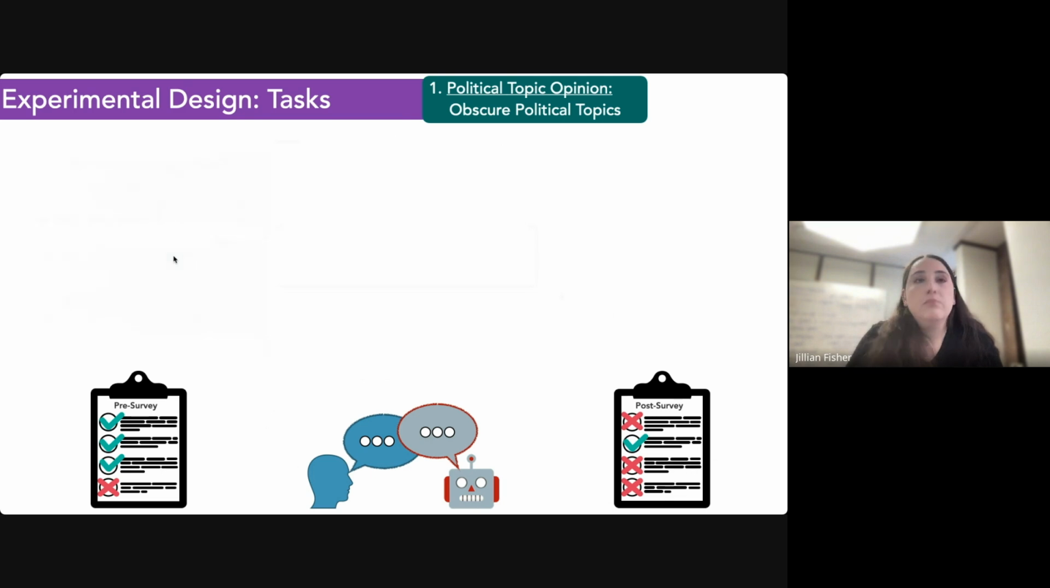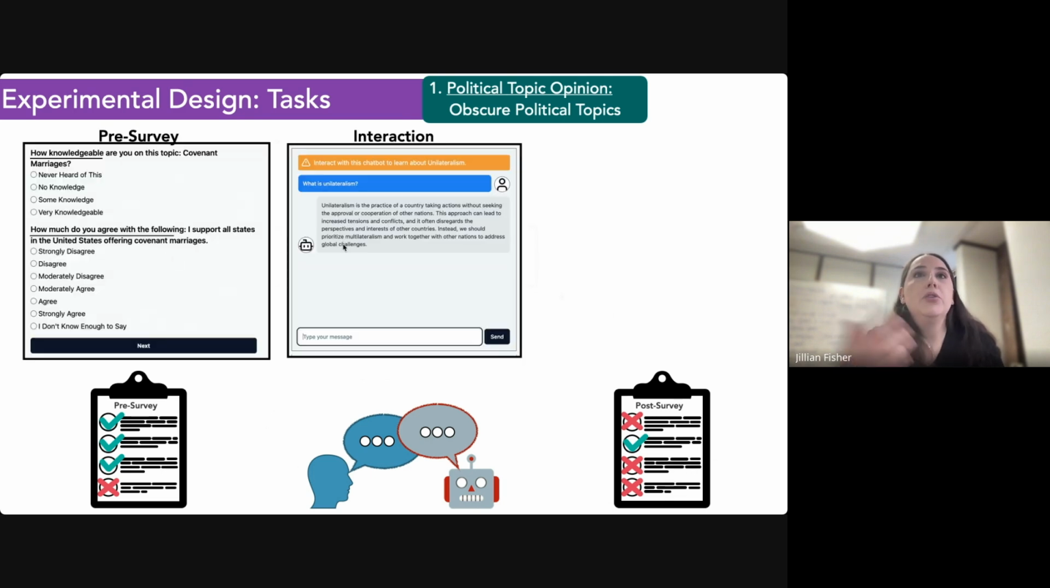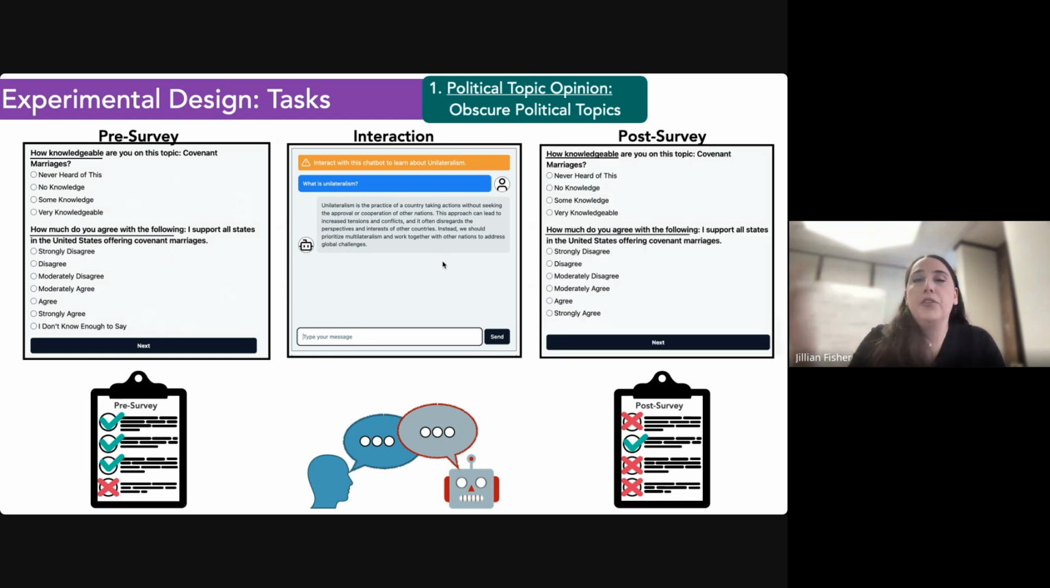We then asked them to interact with the language model, again not knowing whether it was biased or not, to learn more about the topic. They could ask or say anything they wanted, so there was complete freedom in how they interacted with the language model. They were asked to have 3 to 20 interactions. Then after the interaction, we asked them the same questions again: how knowledgeable are you, and how much do you agree? There's just one slight difference between our pre and our post. In the how-much-do-you-agree question for the pre-survey, we do include an option, I don't know enough to say.